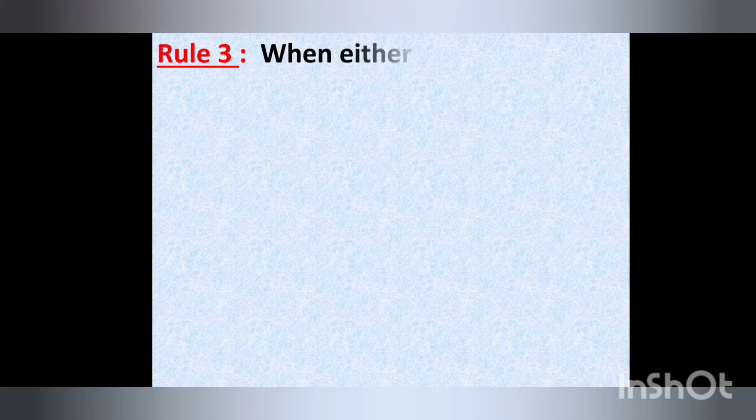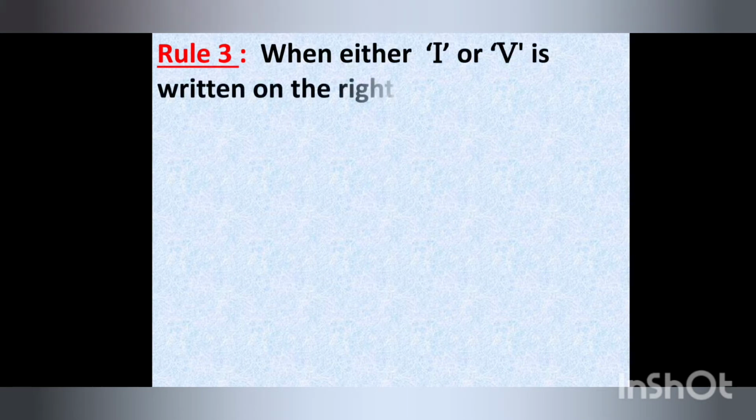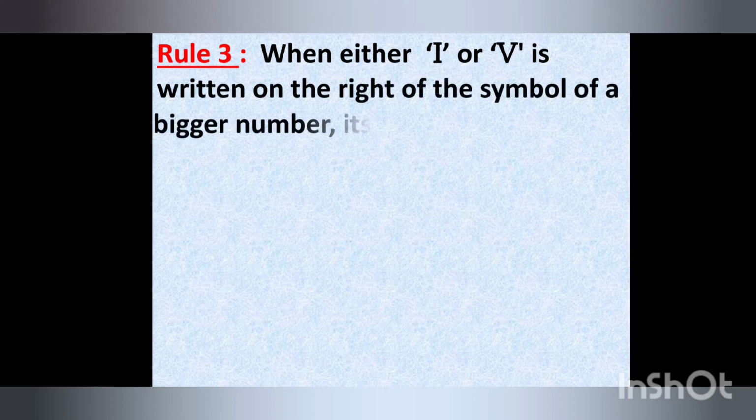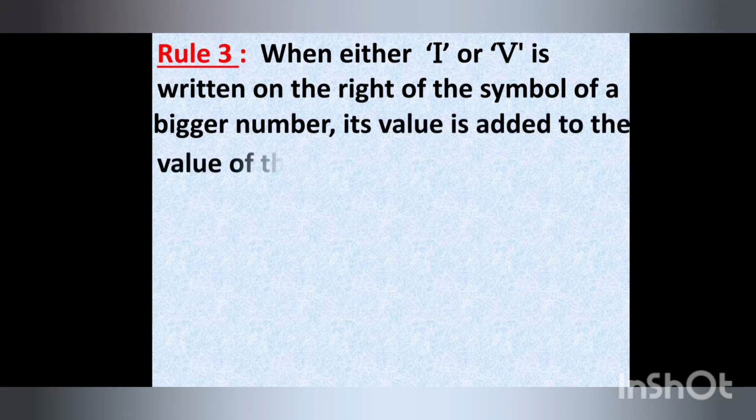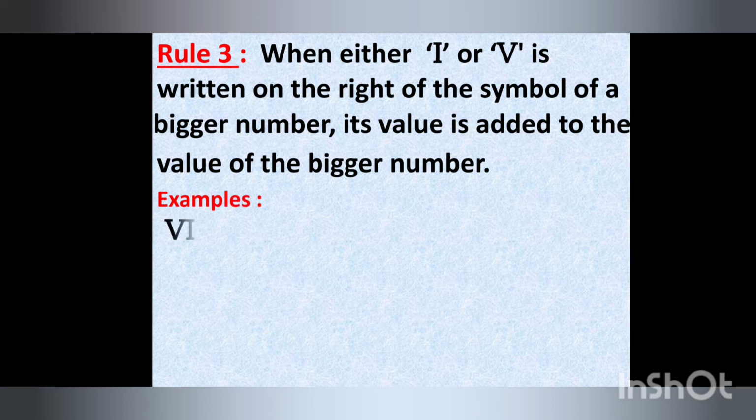Rule 3. When either capital I or capital V is written on the right of the symbol of a bigger number, its value is added to the value of the bigger number. Examples: VI, where V is 5 and I is 1, and I is written on the right side of V. So 1 will be added to 5 to get the value 6.